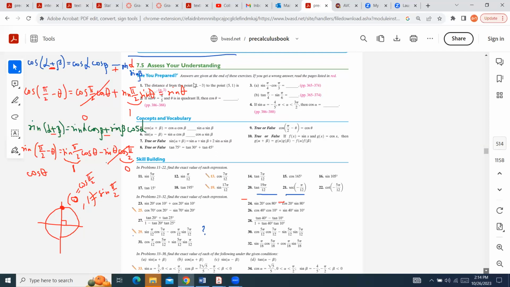So they say find exact value. Remember, exact value is when you don't use a calculator. We can put it in the calculator and it's going to give you an approximate value, but what they want is exact value. So instead of 5 pi over 12, they want to write a sum of two angles. So what angles that are familiar to us could produce 5 pi over 12? Well, it turns out that's probably pi over 2, pi over 3, pi over 4, and so forth.